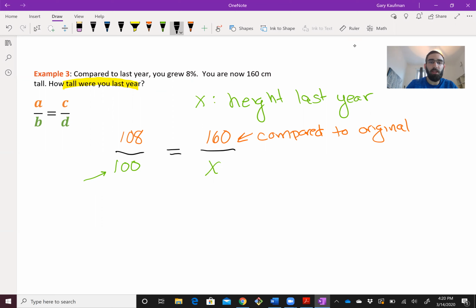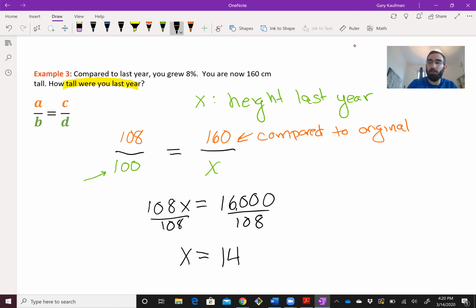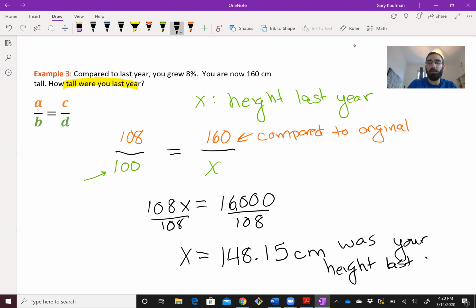Let's do some cross multiplication and get 108x equals 16,000. Then we will do 16,000 divided by 108. And we get x equals, we'll round to the hundredths again, 148.15 centimeters was your height last year. Okay, use this example to help with the next practice.